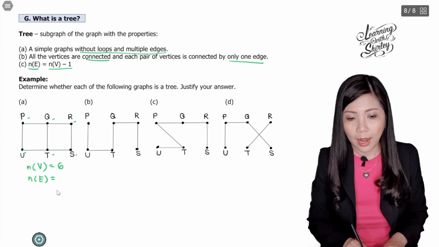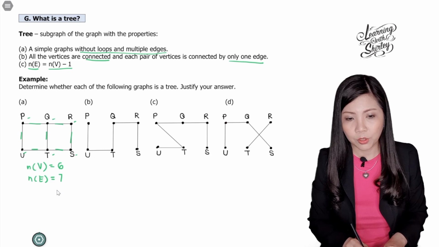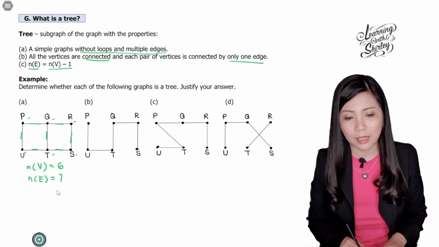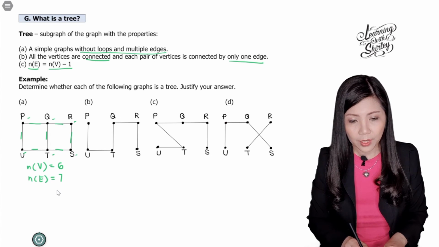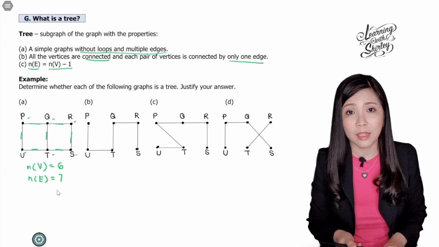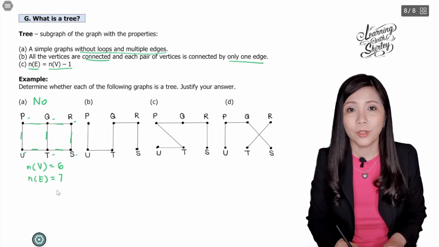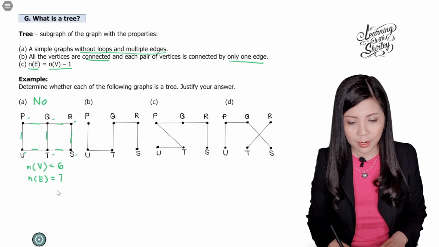And then NE, how many edges? We have 1, 2, 3, 4, 5, 6, and 7. So we have 7 here. NE is supposed to be NV minus 1, so it doesn't satisfy the formula. And each pair of vertices can be connected in various ways in this question. Therefore, it's not a tree. No.